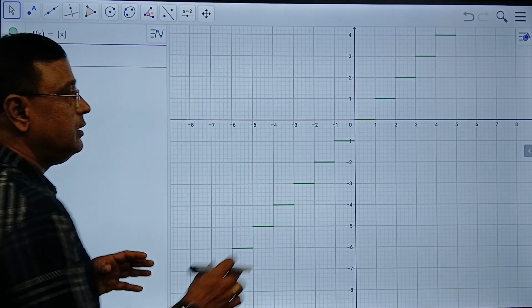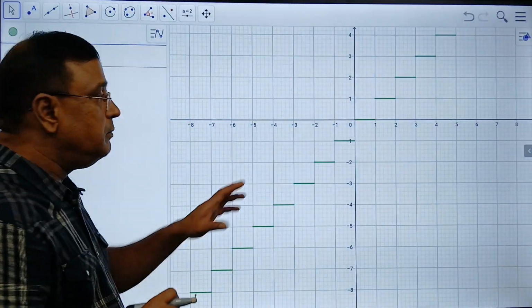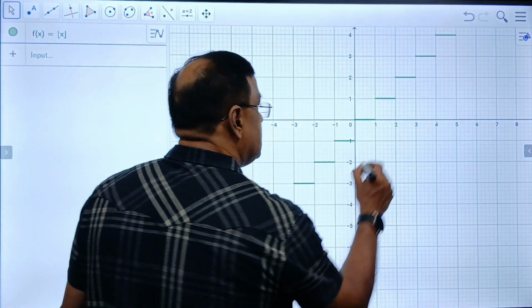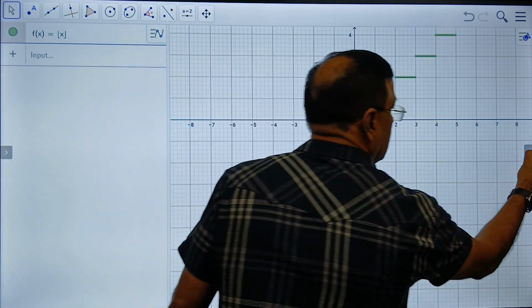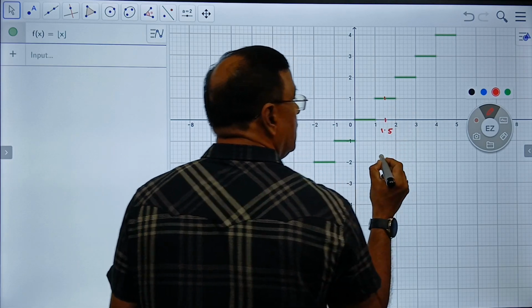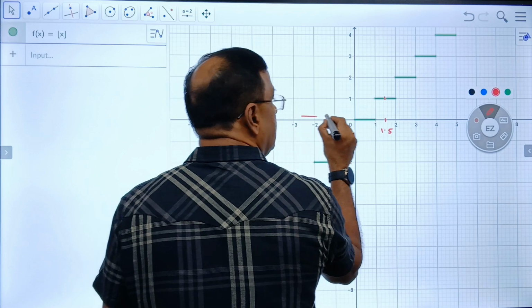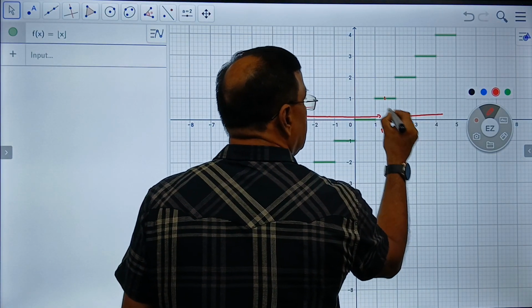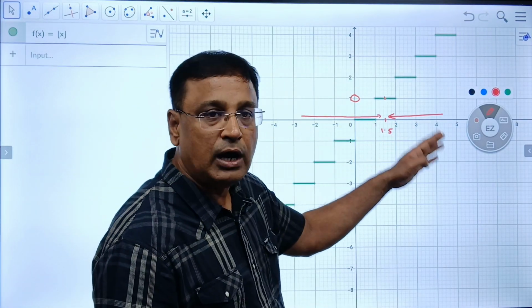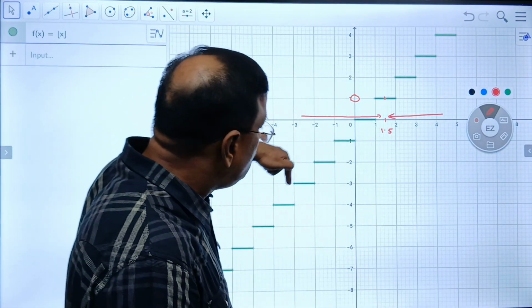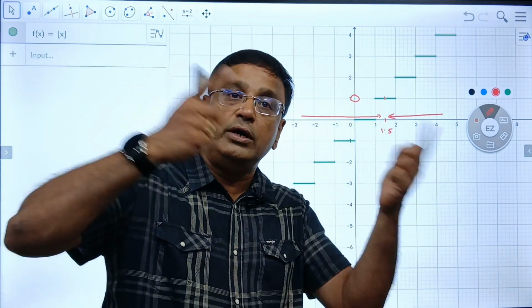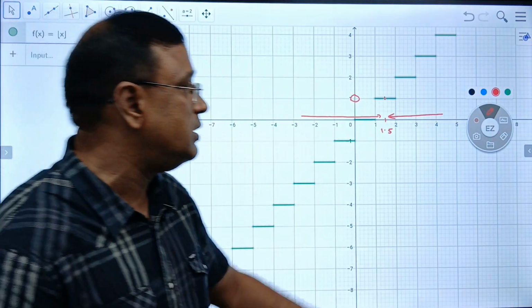You can see clearly between two consecutive integers, between 0 and 1, it's continuous. Between 1 and 2, it's continuous. So 1.5 is somewhere here. When I approach 1.5 from the left side or from the right side, my limit is always 1. That is why LHL is equal to RHL. So between n and n plus 1, it's continuous, but at all integer values, it's discontinuous. This is something you should never forget.